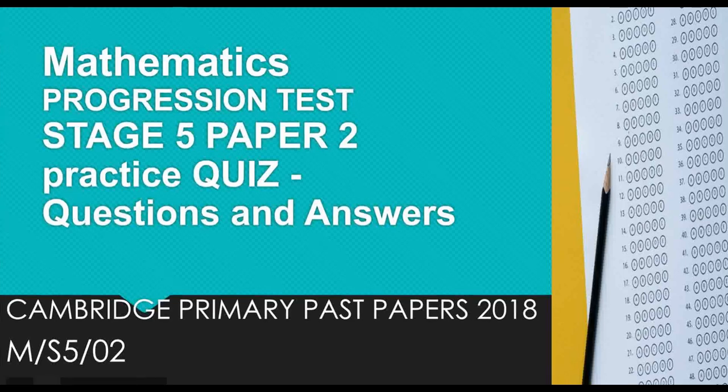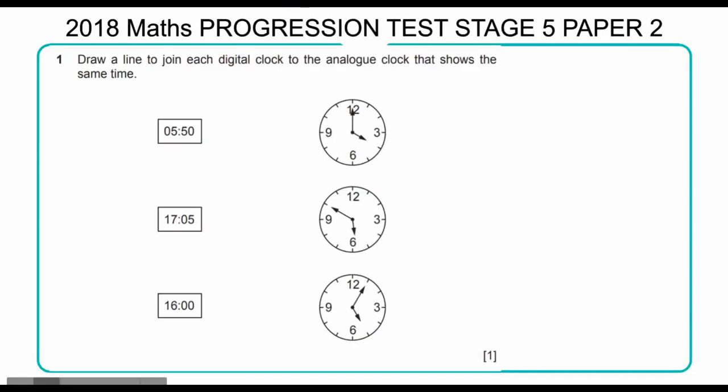Question 1. Draw a line to join each digital clock to an analog clock that shows the same time. 10 seconds.